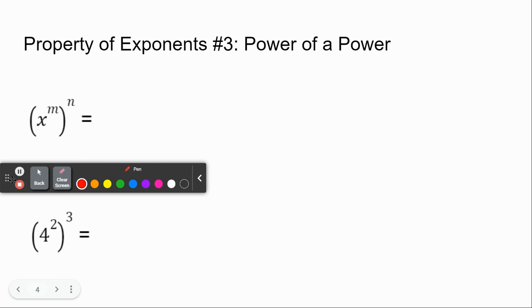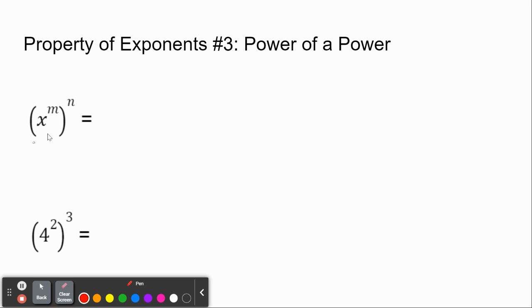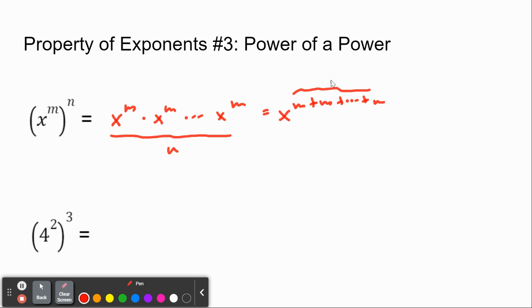Okay, and last but not least, you have your power of a power. So notice we have a base raised to an exponent, and then that whole thing is raised to another exponent. So what this means is we're going to take x to the mth, and we're going to multiply it by itself n times. There's n as the outside exponent, so we're going to multiply it n times. So what this means is we're going to add all of these m's. So we're going to have x to the mth plus mth plus mth, and we're going to add those m's n times.